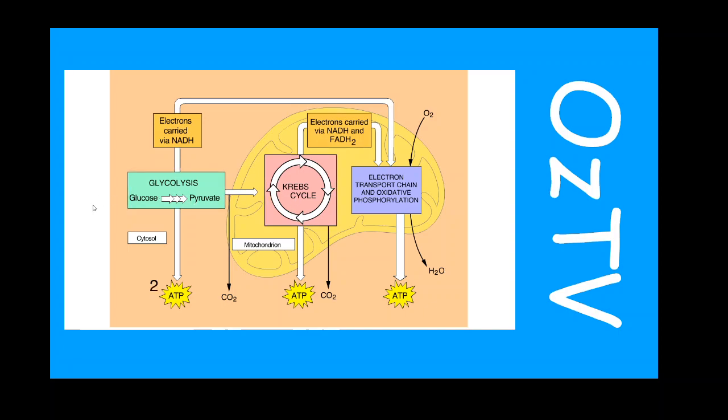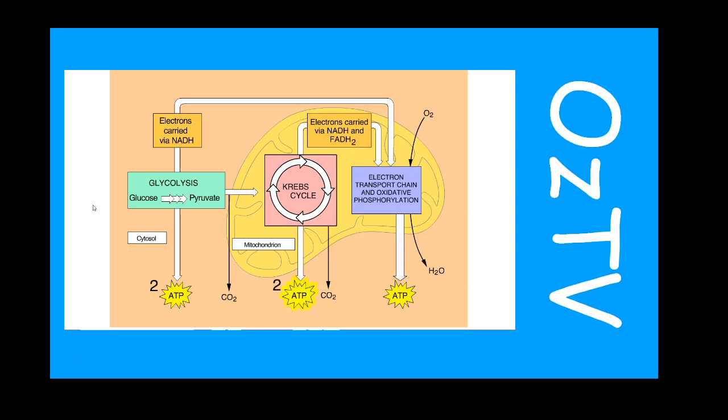The pyruvate molecules are modified as they enter the mitochondrion, releasing carbon dioxide. The altered molecules enter a series of reactions called the Krebs cycle. More carbon dioxide is released as the Krebs cycle completes the oxidation of glucose.